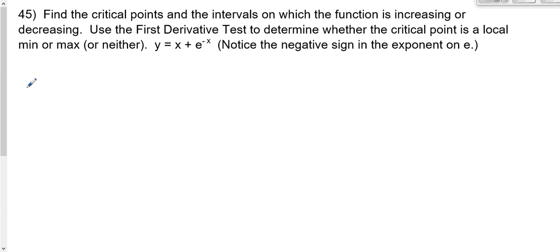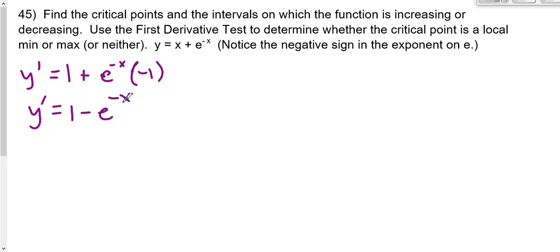So let's start by finding the derivative of the function. So y prime is going to be the derivative of x, which is 1, and then for the derivative of e to the negative x, let's use the chain rule. First of all, the derivative of e to the something is e to the something times the derivative of the something. So we get e to the negative x times the derivative of negative x. And the derivative of negative x would be negative 1. So we can rewrite this as 1 minus e to the negative x, and we can rewrite that as 1 minus 1 over e to the x.